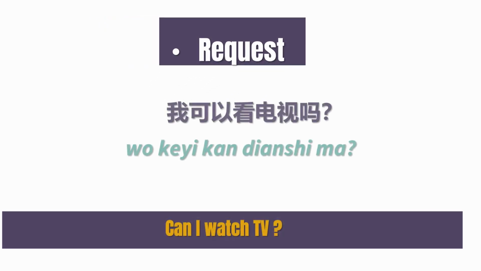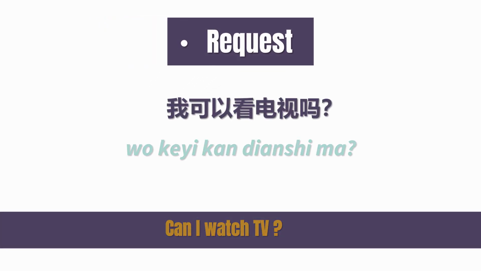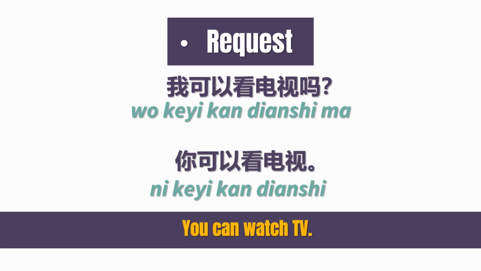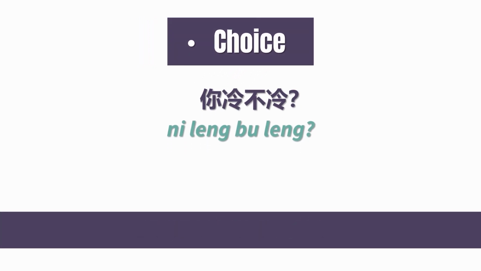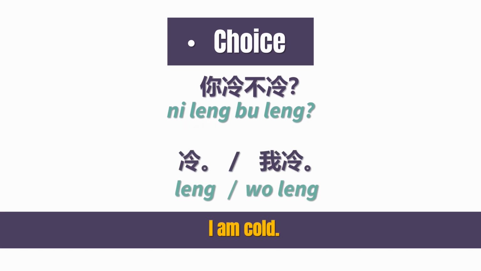A request. Can I watch TV now? 我可以看电视吗? Of course, 可以 is already the repetition, but you can also repeat the entire sentence. 你可以看电视. A question of choice, A or B. Are you cold or not cold? 你冷不冷? And the answer is 冷 or 我冷. Simply repeat the question as a statement. And that is all for how to say yes in Chinese.